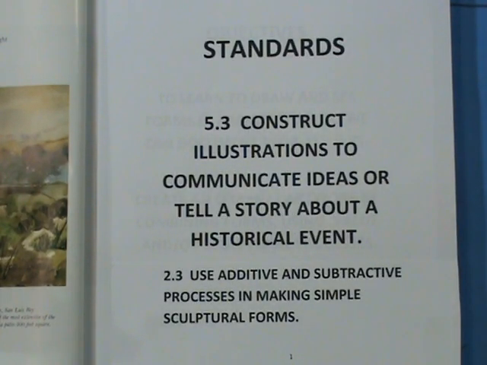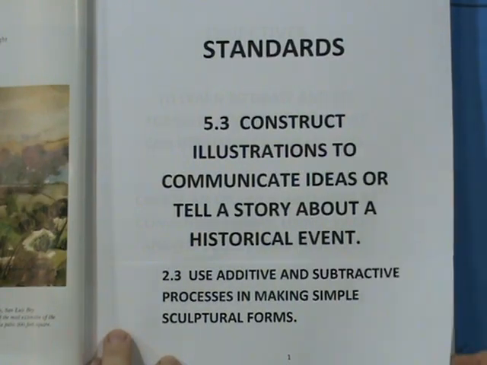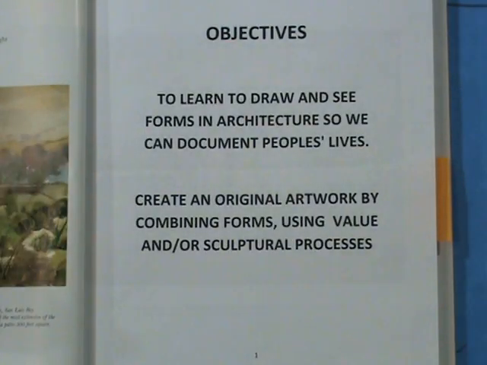The art standards are construct illustrations to communicate ideas or tell a story about a historical event. Use additive and subtractive processes in making simple sculptural forms. Our objectives in this one is learn to see forms in architecture so we can document people's lives, and create an original work of art by combining forms using value and or sculptural processes, and we're going to use mostly subtractive processes in this sculpture.